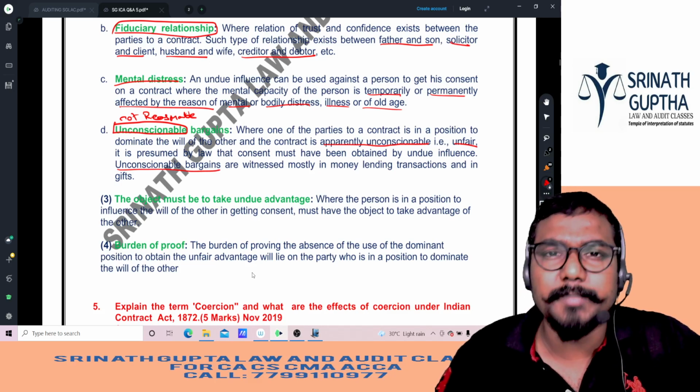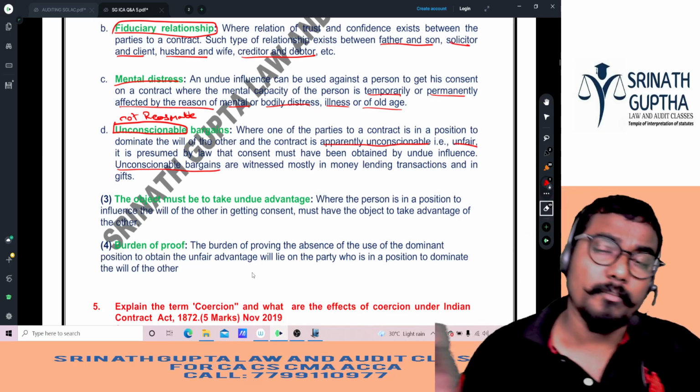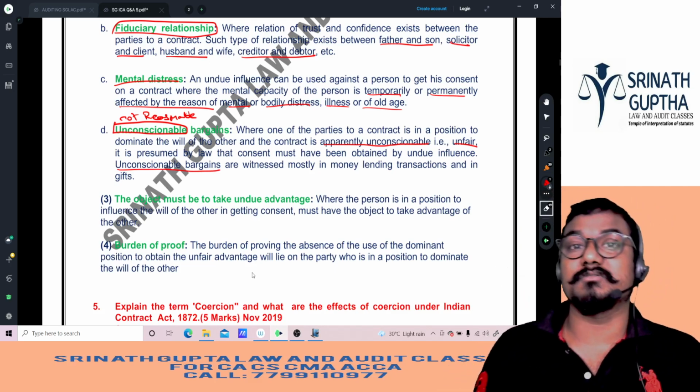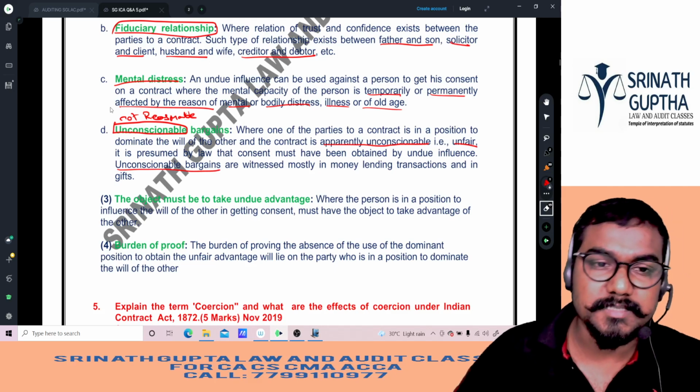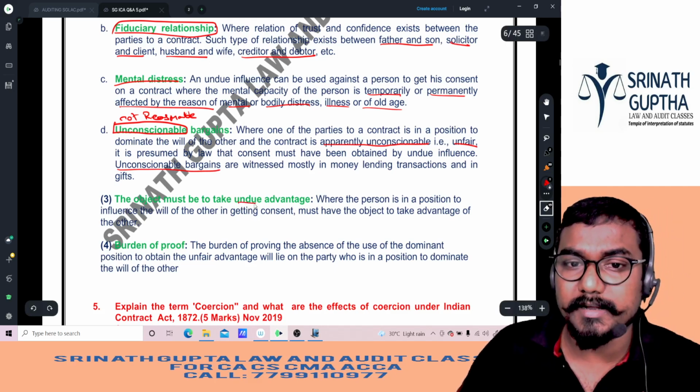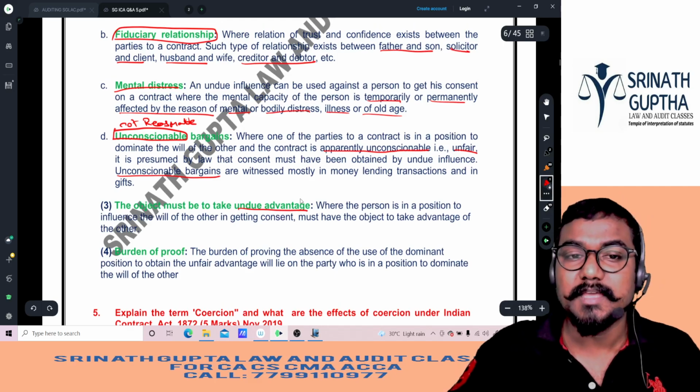So what these hospital people will do, beta, or money lenders will give, I said I will give you money if you give me 6% interest, 10% interest also. So next, the objective must be to take the unfair advantage. Which advantage, beta? Unfair advantage.